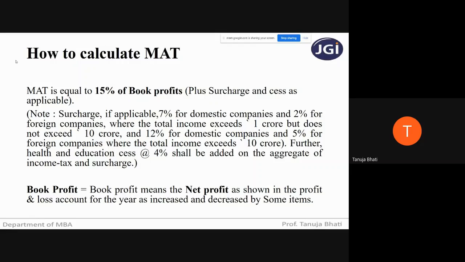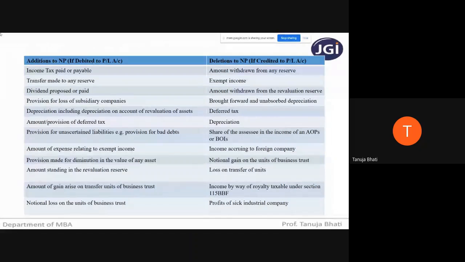Okay. Now let us move ahead to computing the book profits. So how do you compute book profits? You first take the net profit from the P&L account, then add and deduct some items. Now let us see what items are to be added to the net profit and what items are to be deducted from the net profit. First, look at your left hand side. Additions to net profit if debited to P&L account.